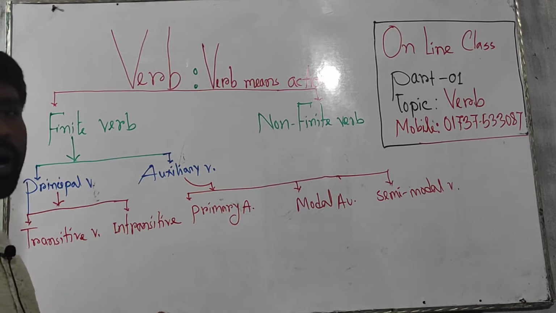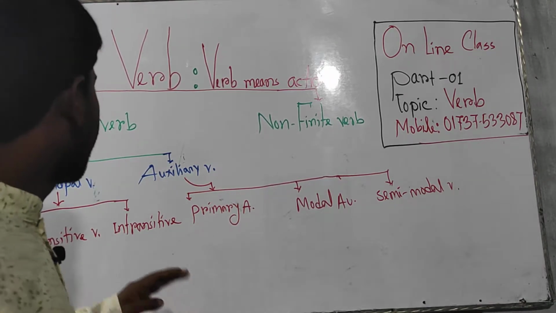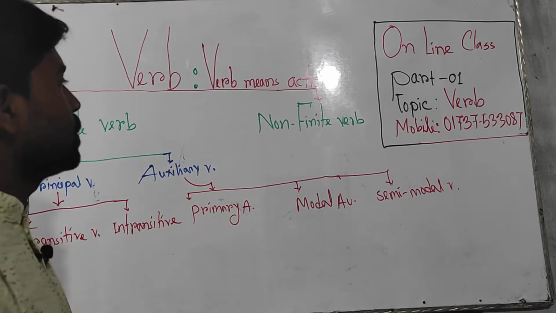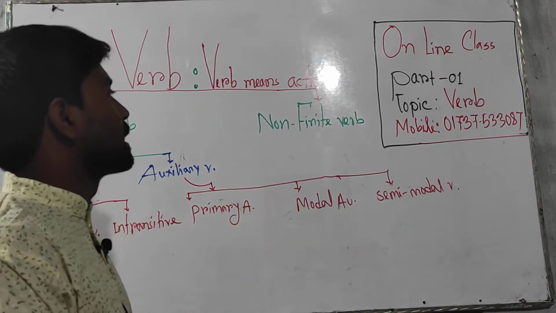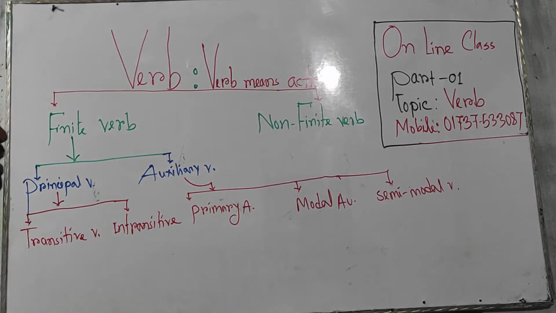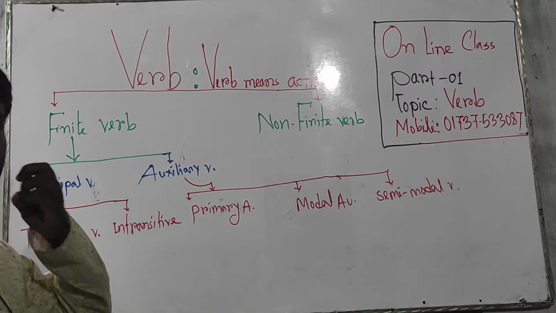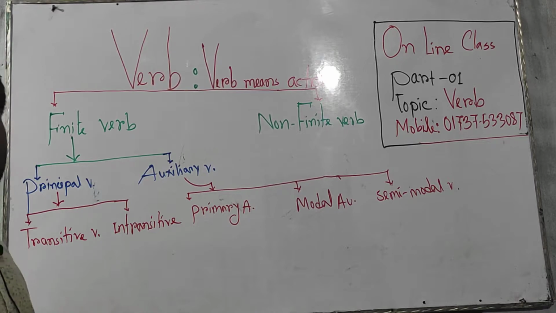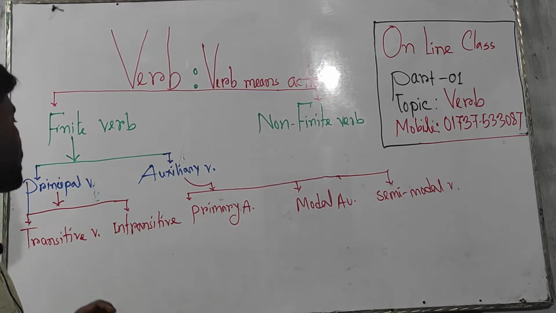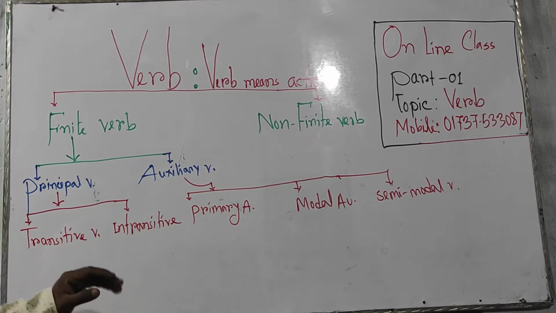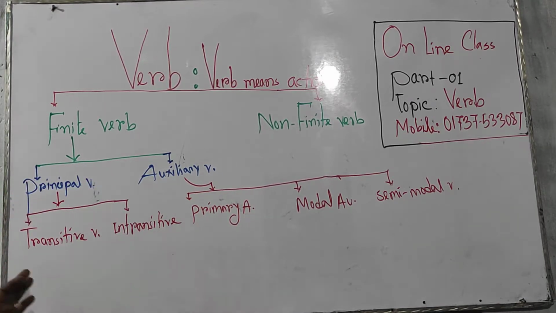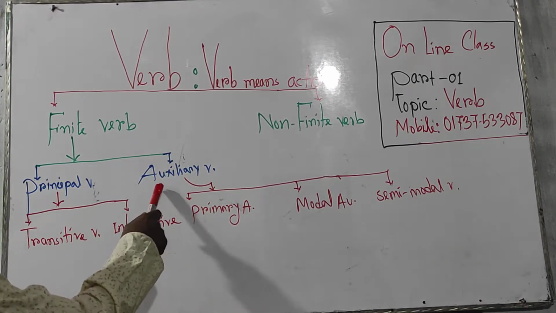Okay, there are two kinds of verbs. Number one, finite verb. Number two, non-finite verb. Already we have got it. Then finite verb also has two types, auxiliary and principal. There are two types of finite verbs. Number one, principal verb. Number two, auxiliary verb. Okay.